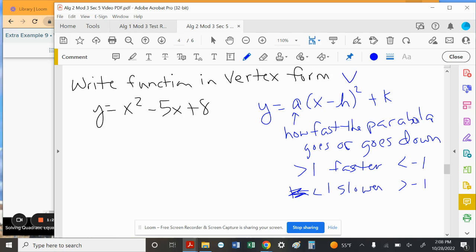And then the vertex is located at (h, k). So the vertex is located based on whatever h is. Notice this is a negative, so it's the opposite. And then whatever k is goes in there. We'll explain that once we get into that problem.